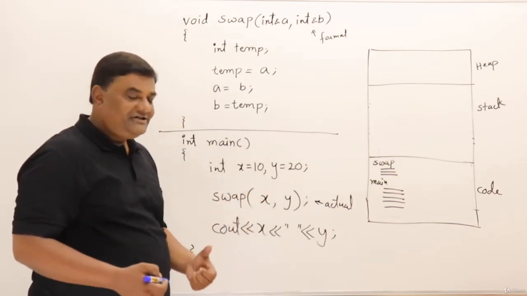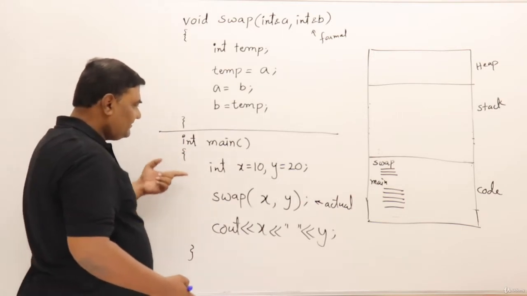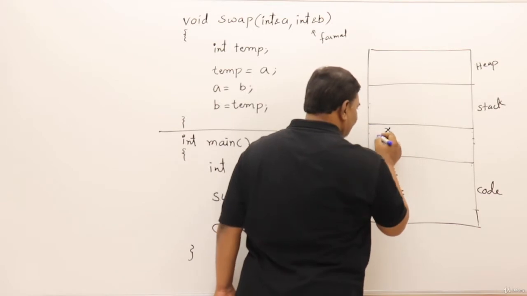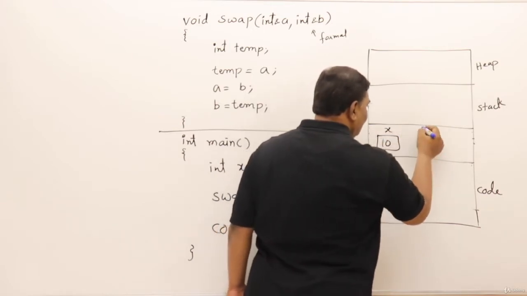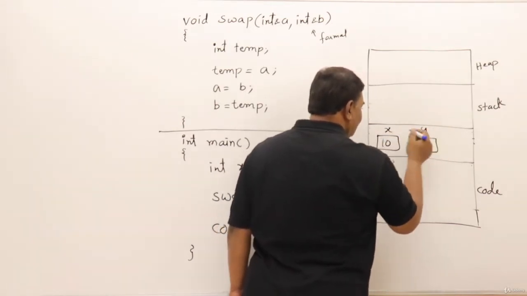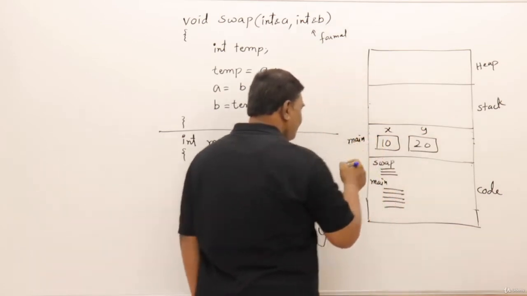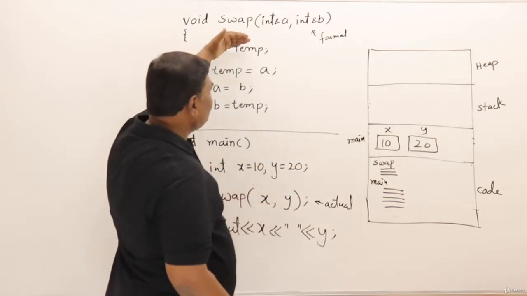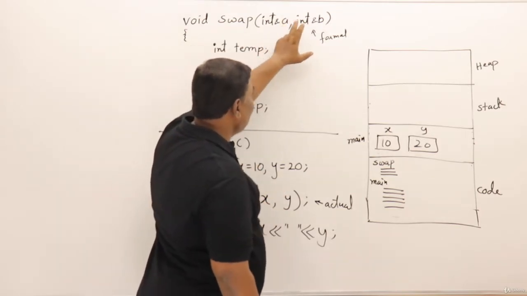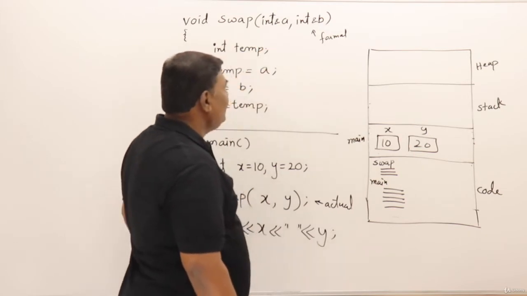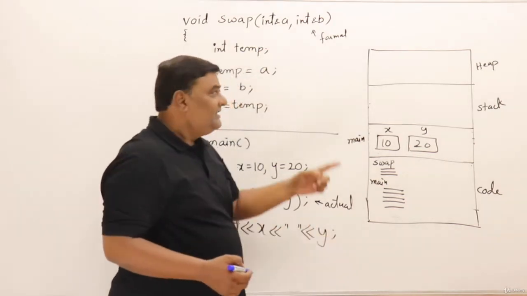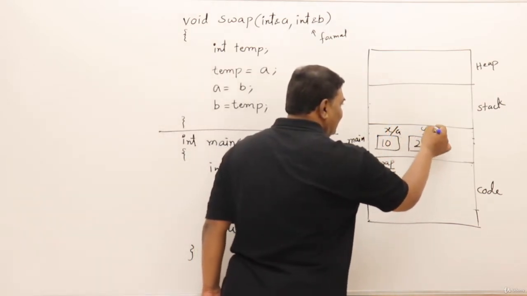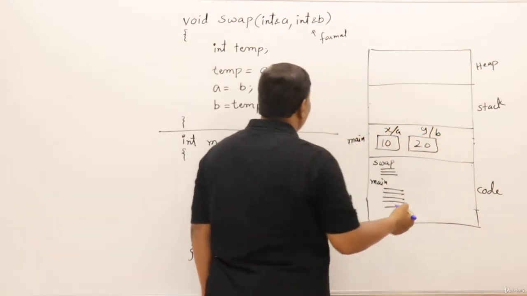So let us see how it works. I'll show the execution. The main function starts. The moment main function starts, the variables are created for main, and this is x having value 10 and y having value 20. Now the swap function is called. This function has three variables, that is a, b and temp. But what are a and b? They are not separate variables, they are references to x and y. So this itself is a and this itself is b, and it has temp also.